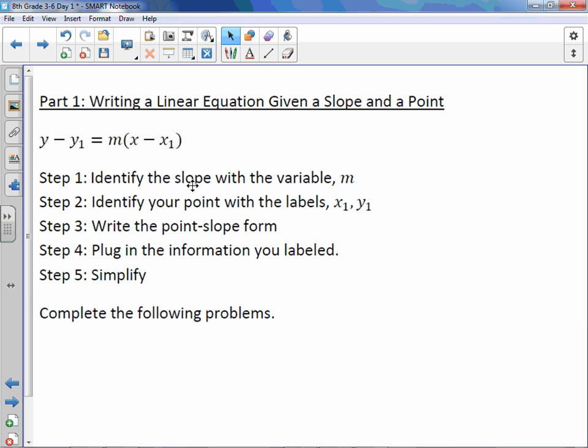We're going to identify our slope with the variable m, and identify the point with the labels x1, y1, just as we did before when we were finding slope of 2 points. We are then going to write this form, the point-slope form, plug in all the information we're given, and simplify. And what will happen is we will end up with an equation with two variables, a y and an x. The y1 and the x1 are going to be replaced with the numbers from your point, and the m will be replaced with the slope.